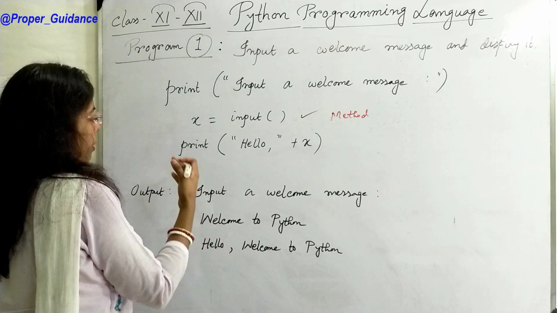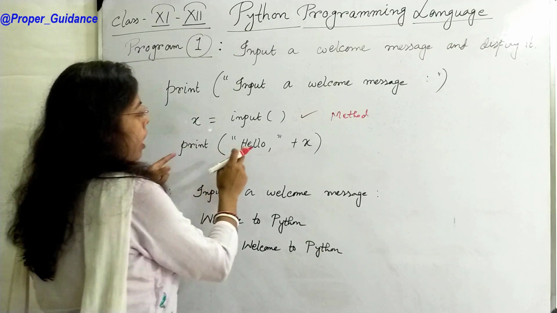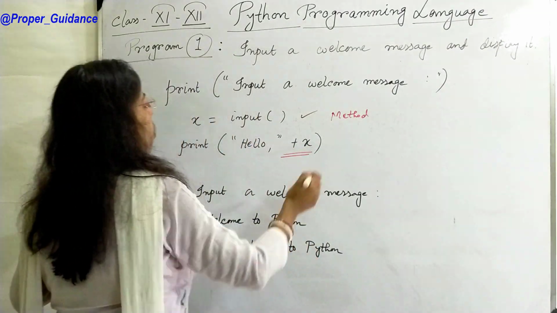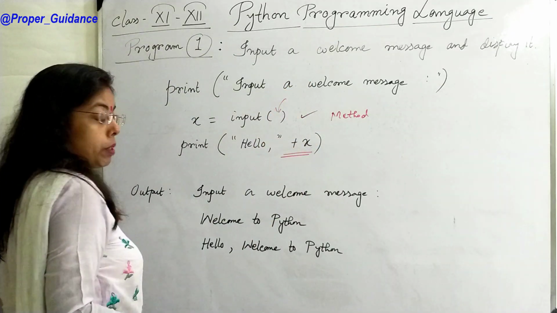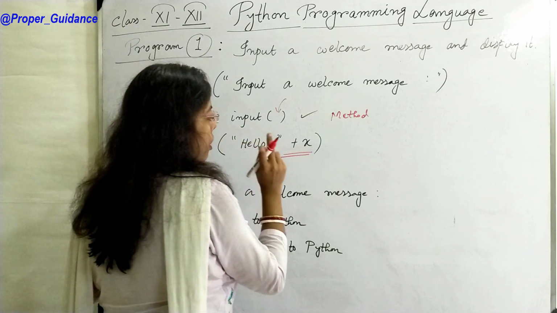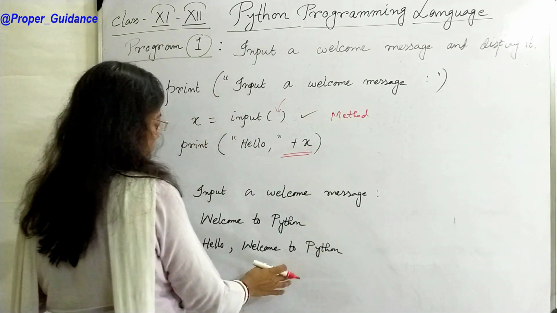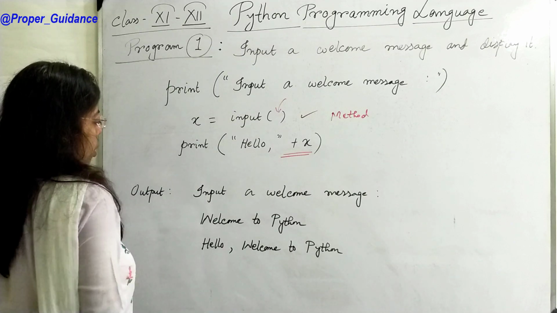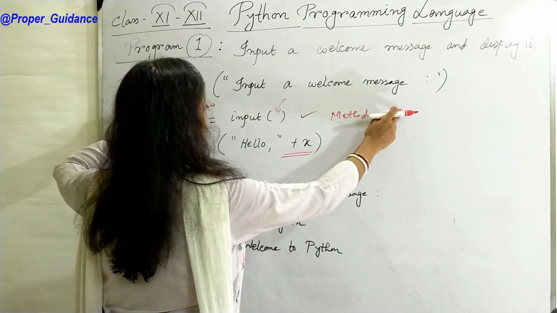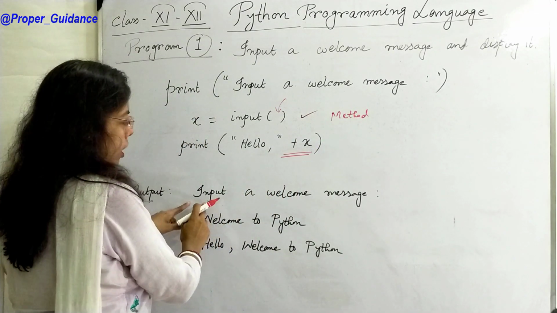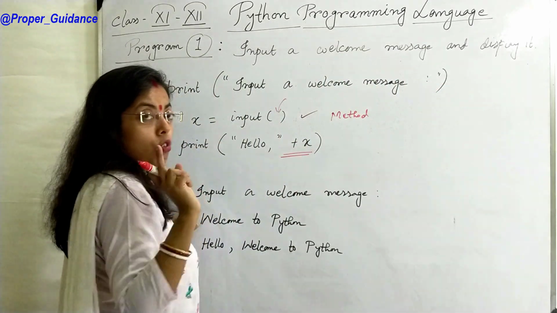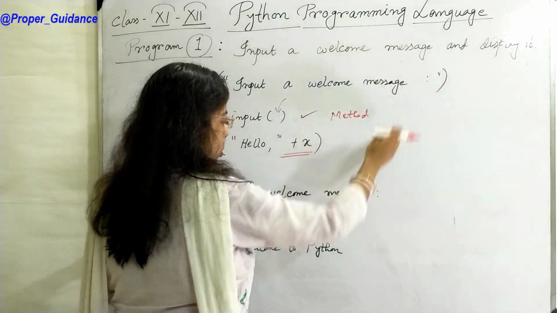And then again we print hello plus x. When I write like this, plus x, whatever you have given in this particular input method, the user input, that user input will be displayed in the output section. So, I have written here the output. First line, print statement, input a welcome message. Here it is, input a welcome message along with colon, because this colon symbol is within the double quotes.